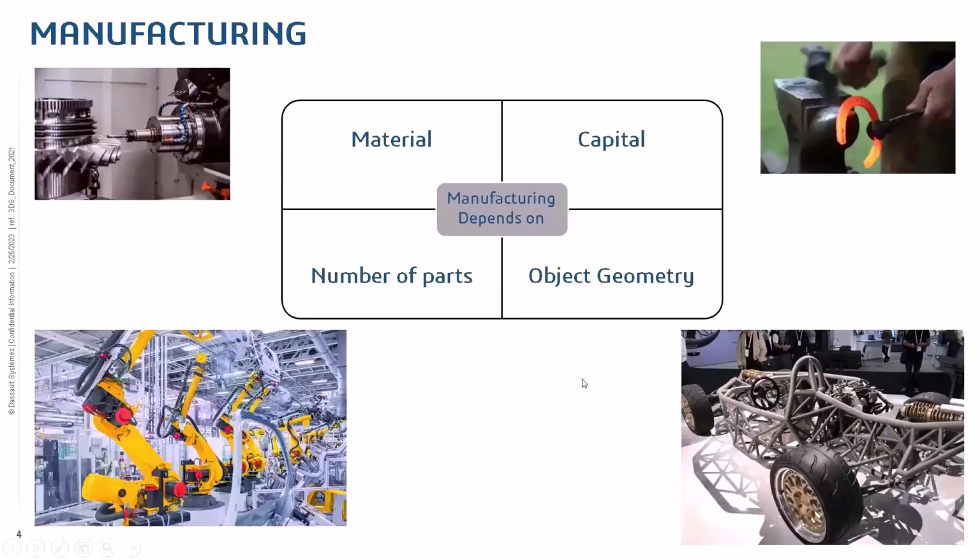And the last one is the object geometry. The more complex the part, the more advanced manufacturing systems are required. Here you can see this car. It would be very difficult to manufacture this car on, you may say, a CNC milling machine, or using some other manufacturing process.